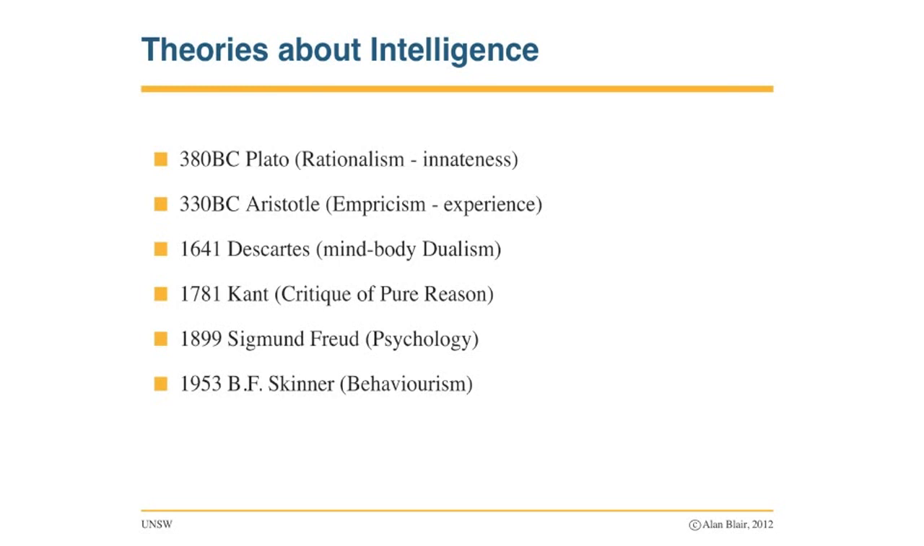So I mentioned psychology. So 1899 is the year when Sigmund Freud published his most influential work, which was a book called The Interpretation of Dreams. Freud is a bit of a controversial figure today. Many of his theories are not really believed in detail anymore.